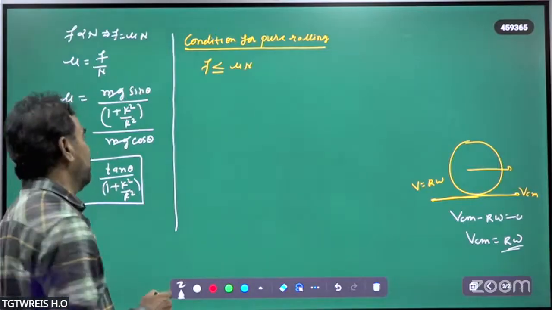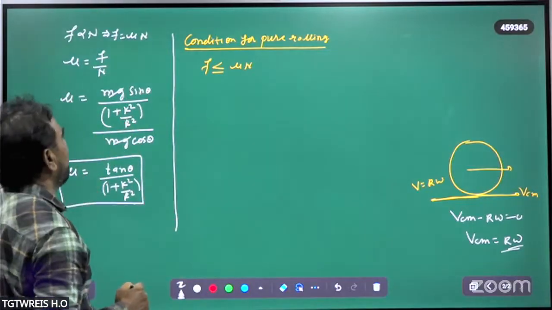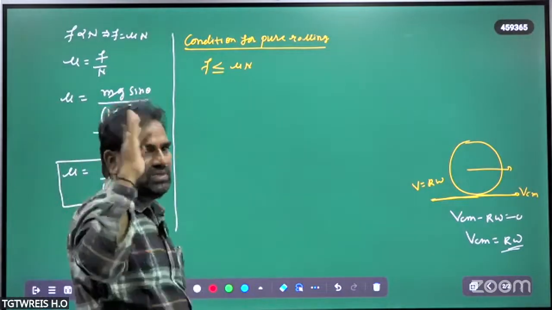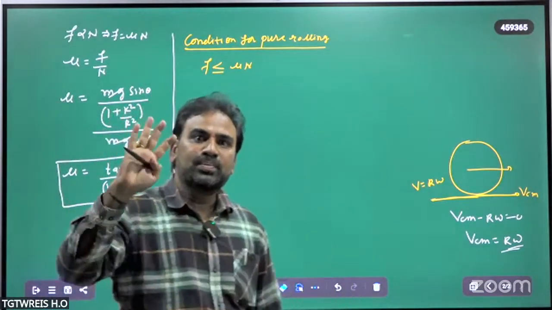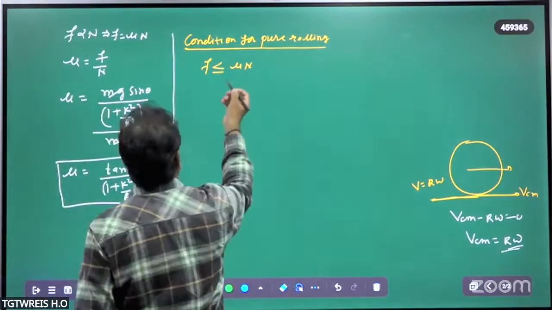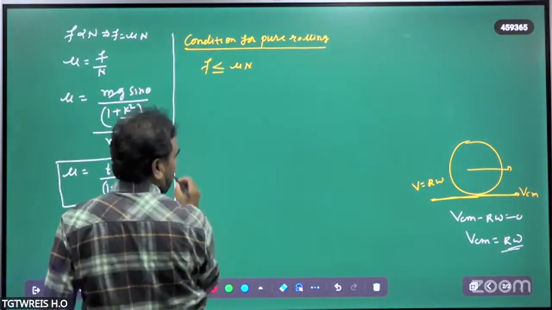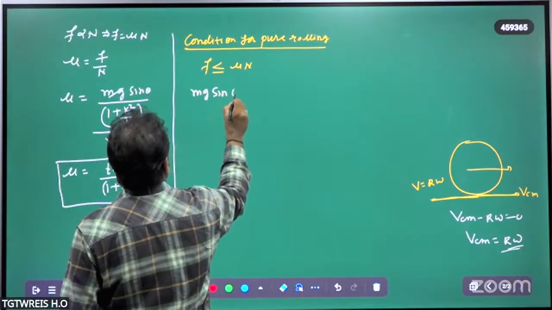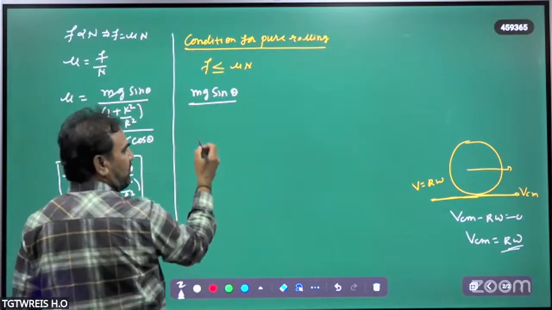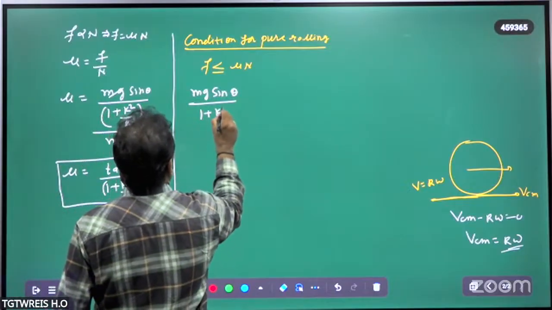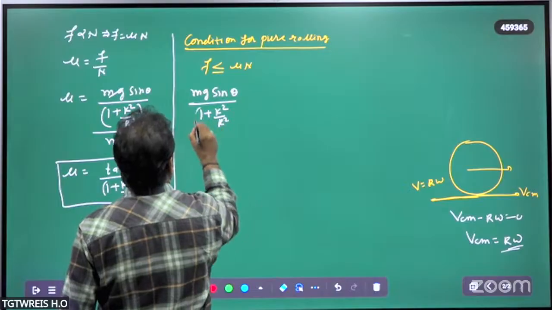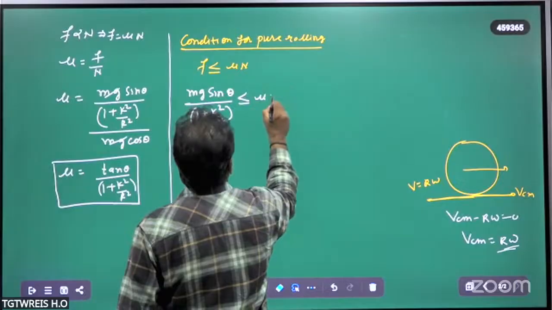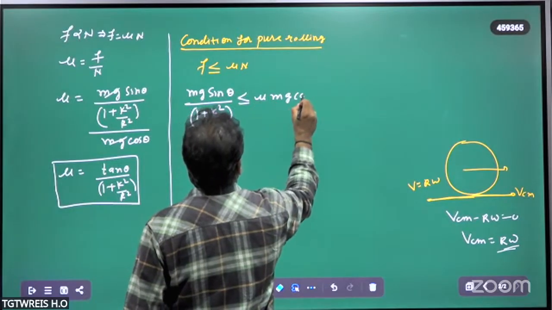Whereas when the object is rolling on an inclined plane, the condition applicable for pure rolling is that the frictional force must be less than or equal to mu into N. What is the frictional force? You already know the frictional force: mg sin theta upon 1 plus K square upon R square is less than or equal to mu into mg cos theta.